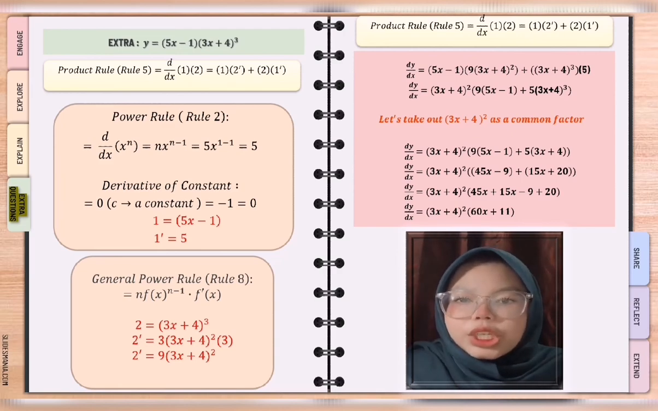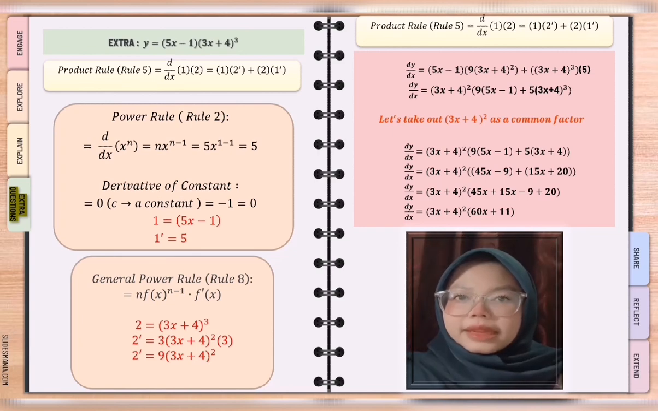After we get the derivatives, we will use the product rule, which is 1 times 2 prime plus 2 times 1 prime. 1 represents 5x minus 1 and 2 prime represents 9(3x plus 4) power of 2. 2 represents (3x plus 4) power of 3 times 1 prime, which represents 5. Then dy over dx equals (3x plus 4) power of 2 times (9 times (5x minus 1) plus 5 times (3x plus 4)).